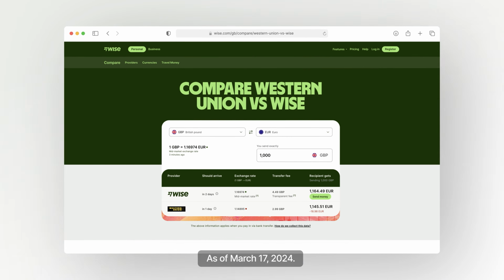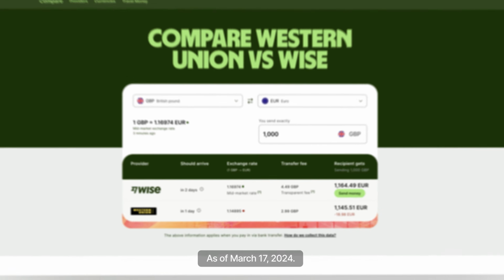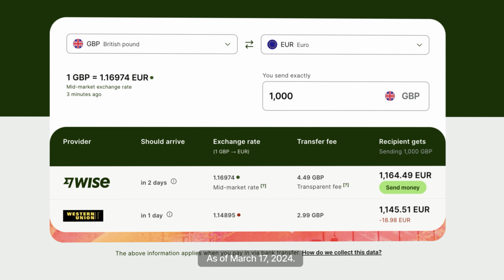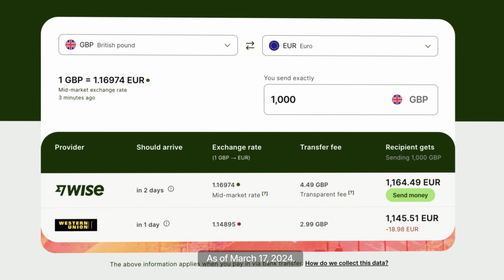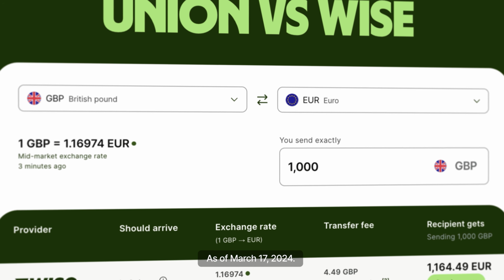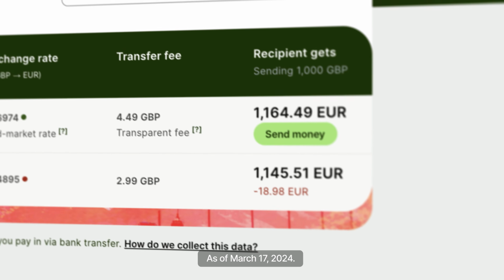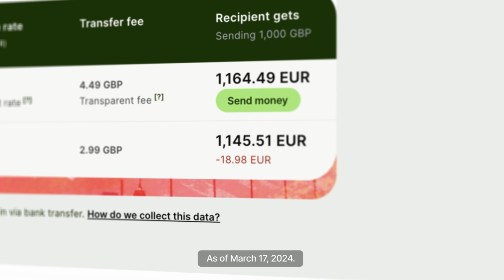Moreover, if you want to compare Wise and Western Union directly for your transfer, you can use our price comparison tool, pick currencies, set the transfer amount, and then see the difference in the transaction cost and what the recipient will get. For example, let's say I want to send 1,000 British pounds to the recipient in euros. As shown by the comparison calculator, at the time of this recording, my savings with Wise would be around 19 euros when paying from a bank account.